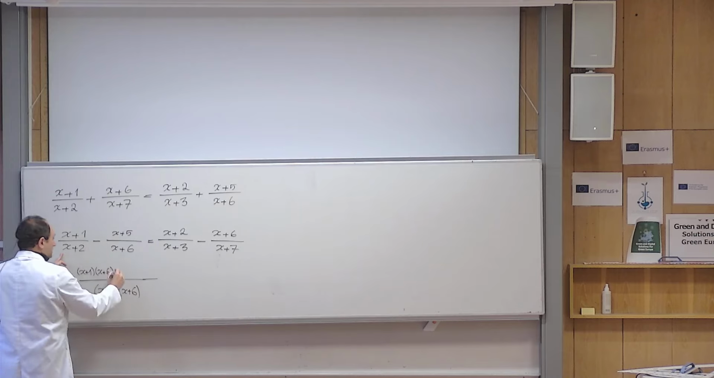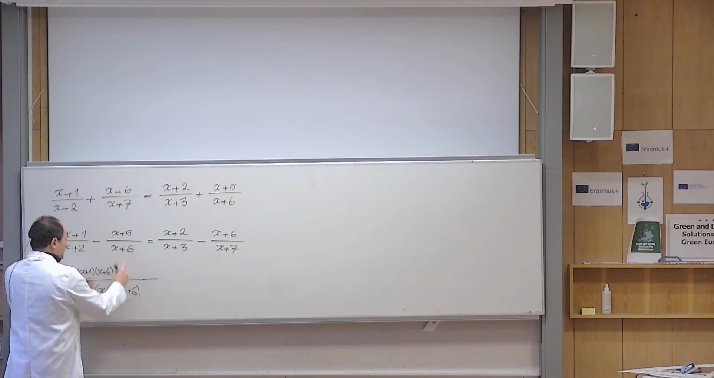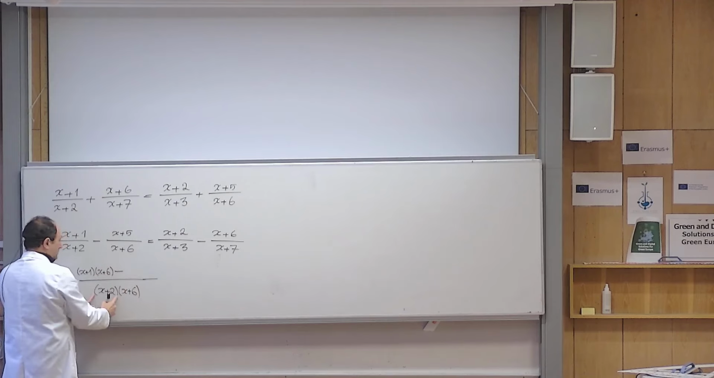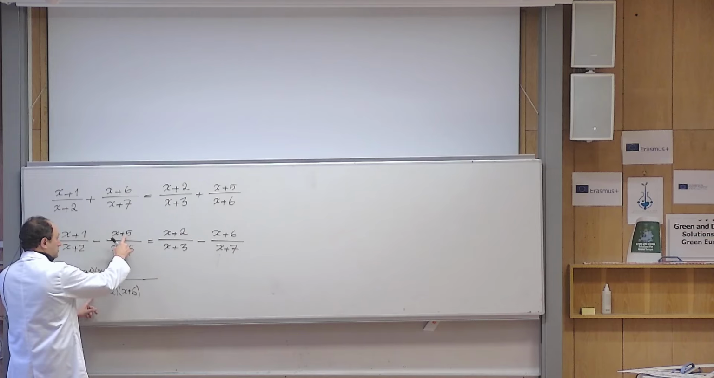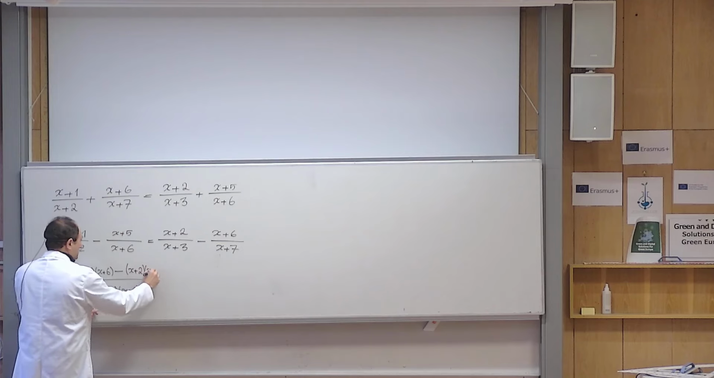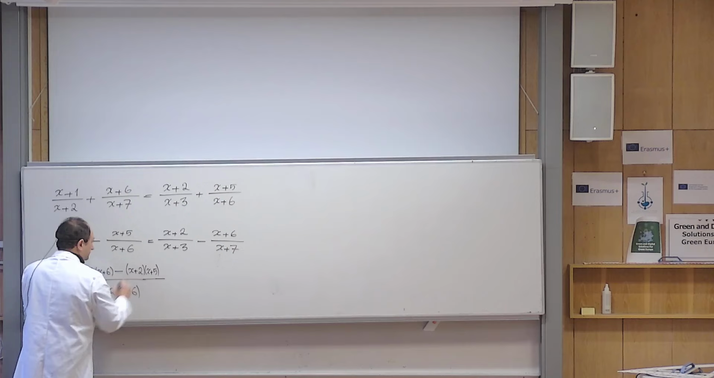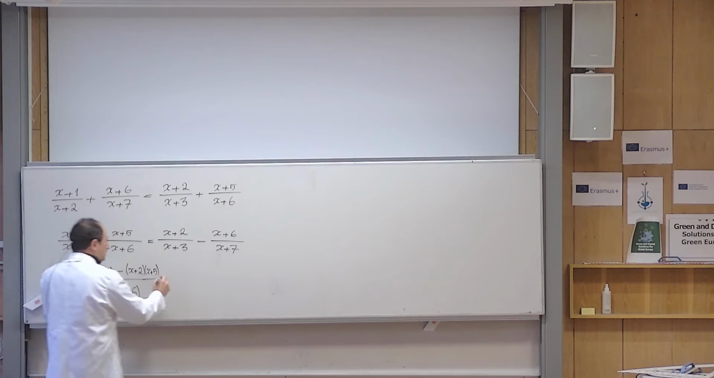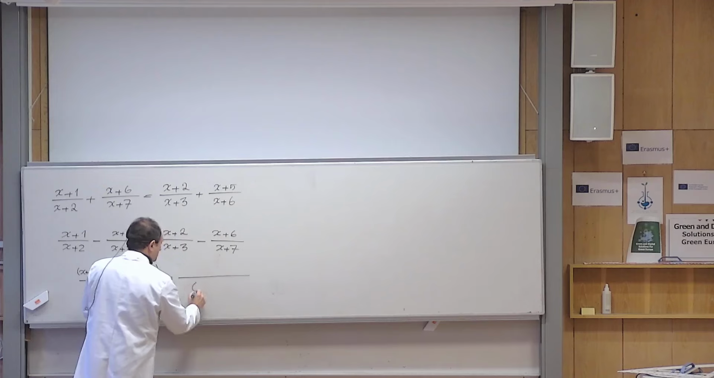Then I have a minus sign. I compare this one with that one. I have this extra factor x plus 2, which will be multiplied by its own numerator. So it becomes x plus 2 times x plus 5. Okay, this is the left-hand side. I will do the same thing for the right-hand side. So let me just do it quickly.